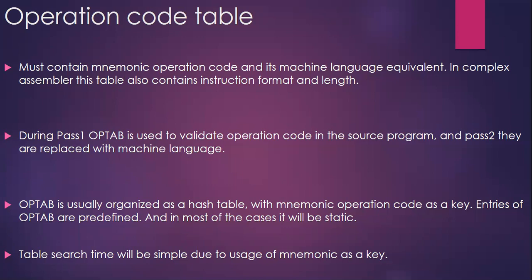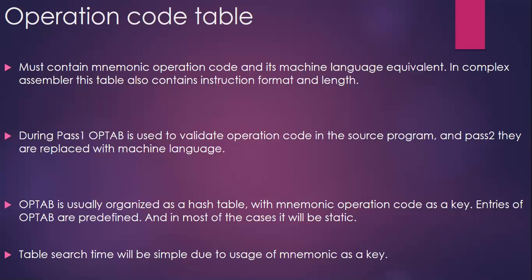So we'll see what is going to happen during pass 1 and pass 2. During pass 1, OPTAB is used to validate the operation code in the source program. Remember, if you are trying to write store L, what is the syntax? STL, that's it. If you are writing STRL, then that is a mismatch exactly. That is an error. Such operation codes or mnemonics, whatever we specify in our program, if there is an error, that can be identified using pass one.